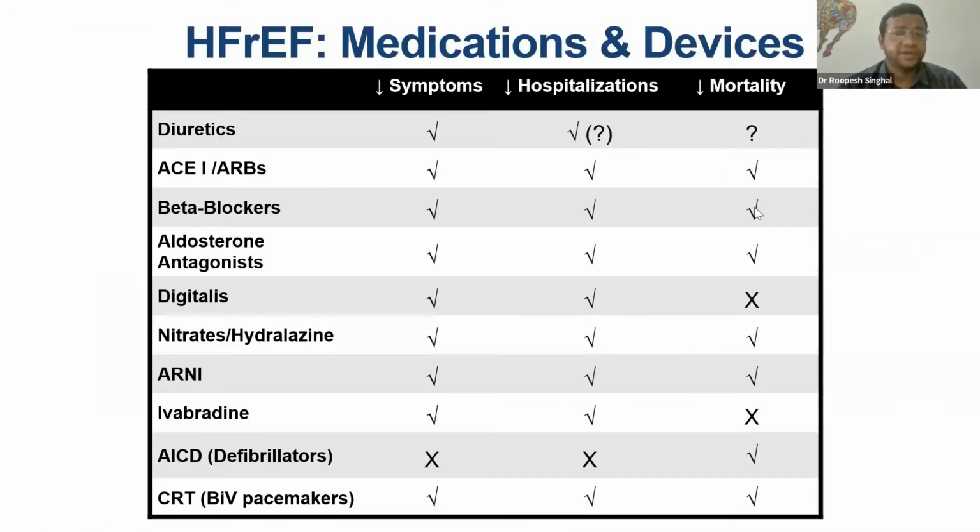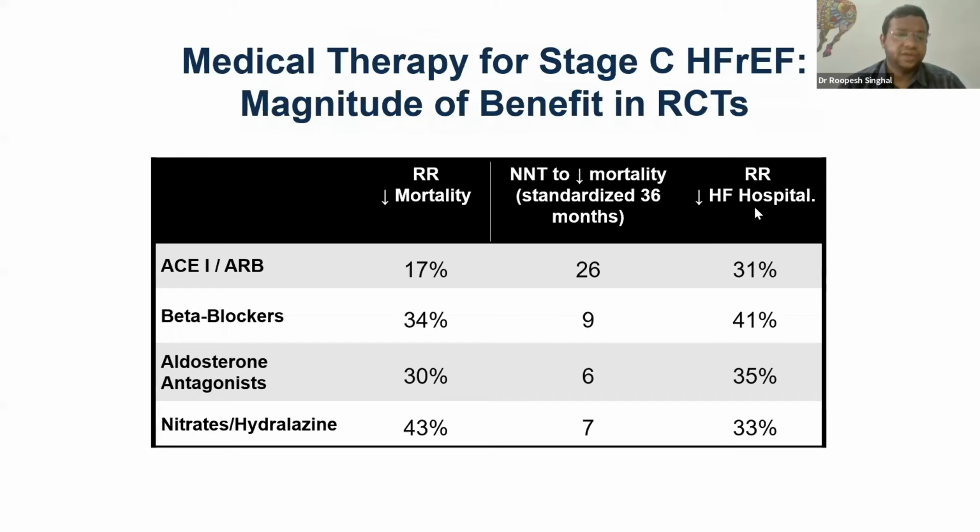We are all aware of the medications, but we should also say diuretics are the most commonly used drugs, though they have a very questionable effect on mortality. We must keep in mind that we need to reduce symptoms, but also decrease hospitalization and decrease mortality, and we need to go by guideline-directed therapy. The relative risk reduction for mortality is 17% with ACE inhibitors, 34% with beta blockers, 30% with aldosterone antagonists, and 43% with hydralazine, giving a number needed to treat as shown in this table.